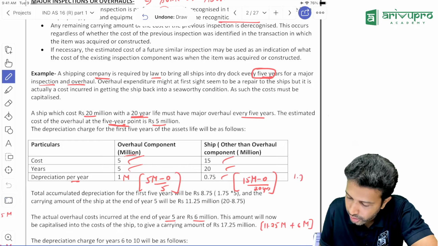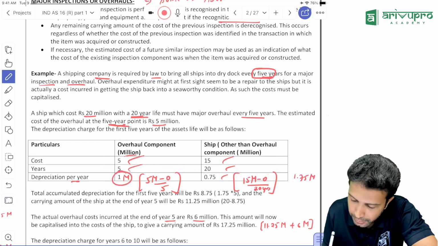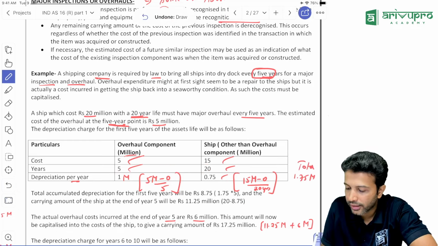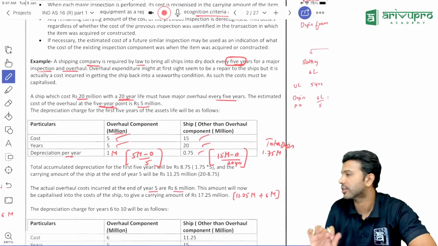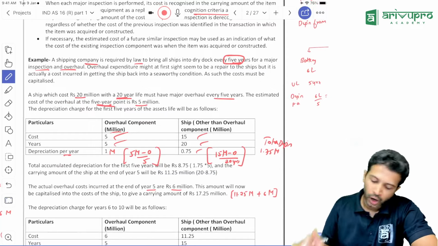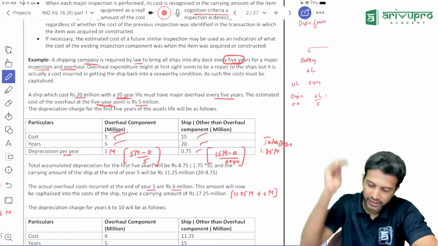Adding these two, what are you going to get totally? 1 million plus 0.75, you will get 1.75 million. That is the total depreciation relating to this ship as an asset. Done? Okay. Now this is an example, so they've just given the data randomly.